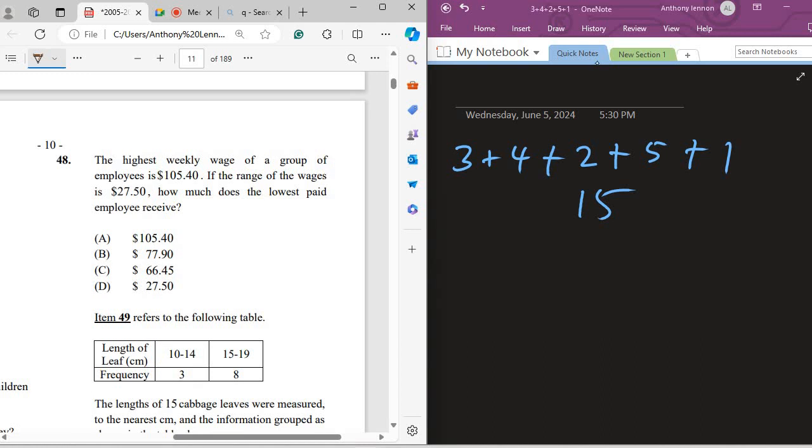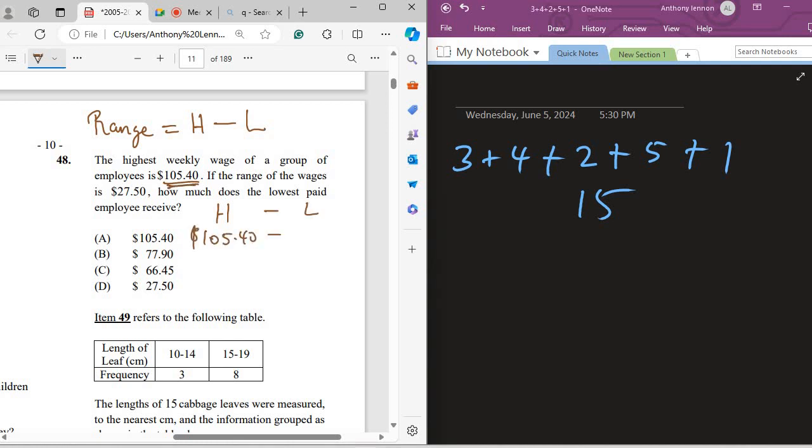The highest weekly wage of a group of employees is $105.40. If the range of the wages is $27.50, how much does the lowest paid employee receive? So you have to remember the formula for range, right? To get the range, it's going to be the highest minus the lowest. The range is the highest minus the lowest, okay? So what's the highest that we have? Well, this says the highest weekly wage of a group of employees is $105.40.